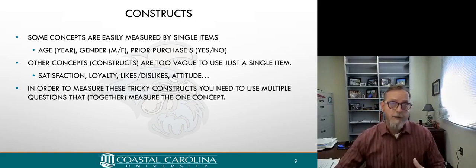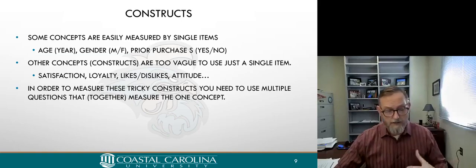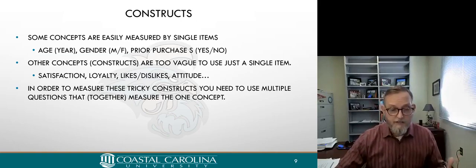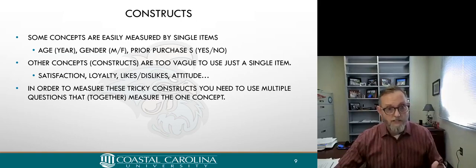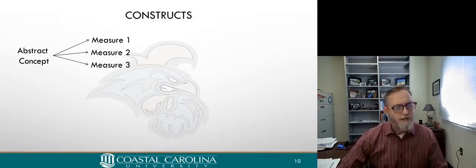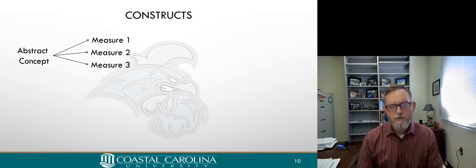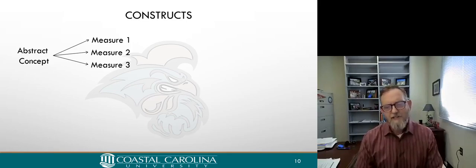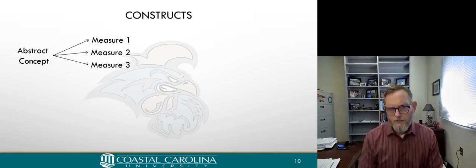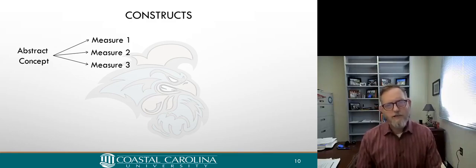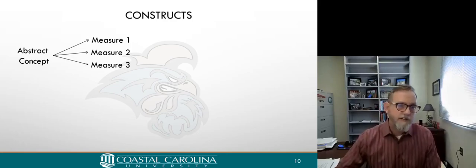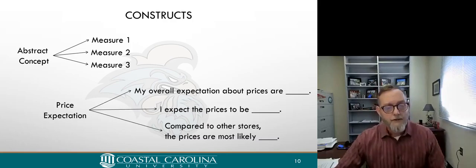Now, developing scales and developing measurements for these types of abstract or subjective properties is really difficult. It takes a lot of time, and there's a bunch of different steps to do it. But basically, the idea is we take an abstract concept and we use multiple measures. And again, individually, each measure will capture a little bit of the property, but it won't measure everything.